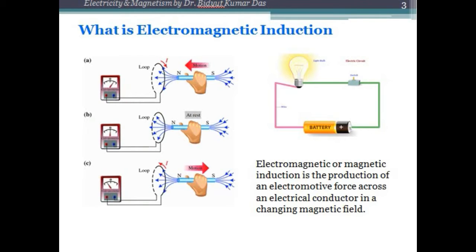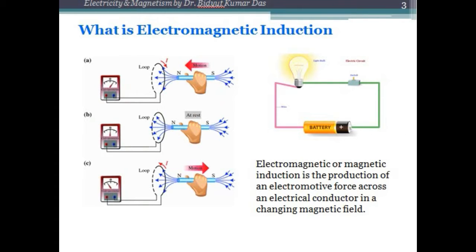Okay, now let's talk about electromagnetic induction. In our last slide we discussed how a magnetic field can be produced in two ways, that is by a permanent magnet and by current carrying conductors. Similarly, current is also produced in two ways. We'll be discussing that here.